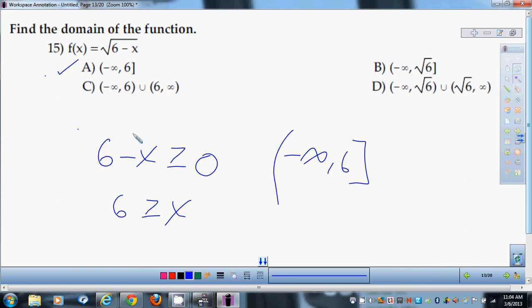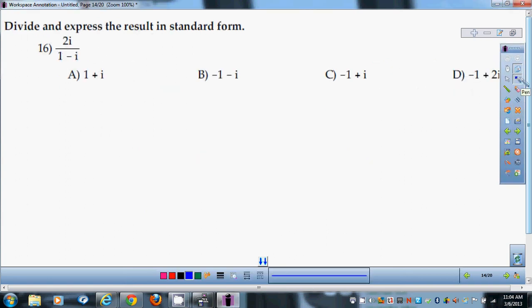Divide and express the result in standard form. Tanner, I just noticed you're back. You've been gone forever. What do I do? I heard a mumble. Normally mumbles mean I'm not entirely sure. You want to phone a friend? Jalen, what do I do?